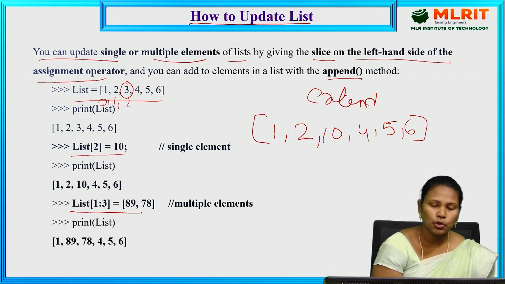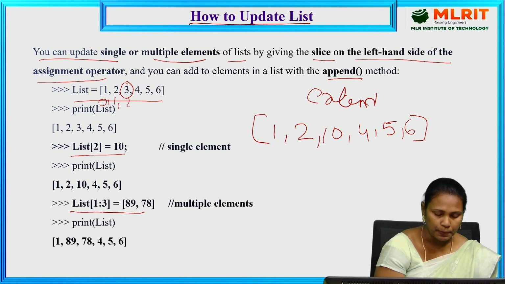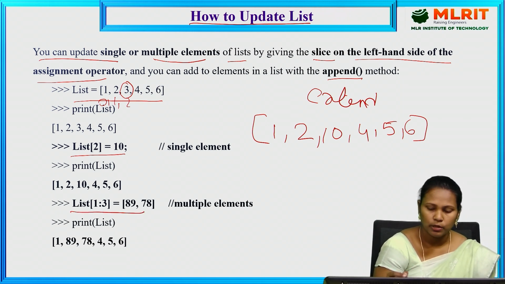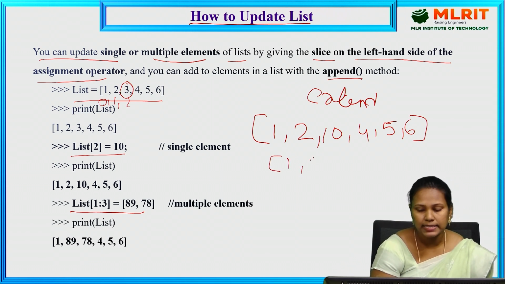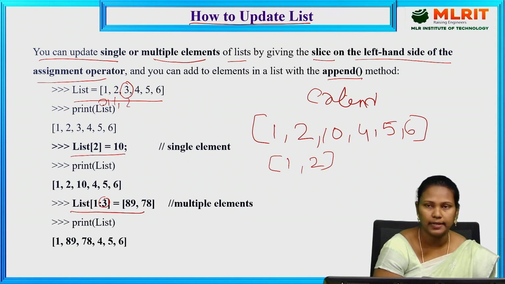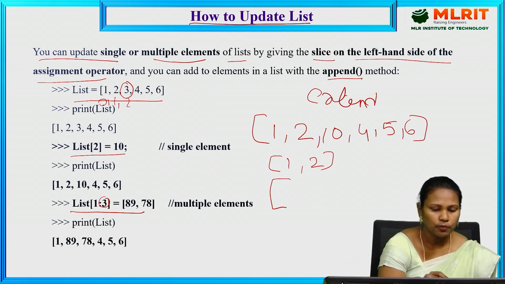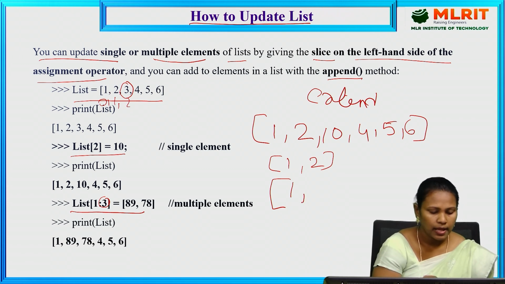Next, list[1:3] means we are updating multiple elements. So it is updating from the first index, the second index, and stops before the third index, because that is the stopping index. So now the first value, index 1, is, sorry, index 2. So we are replacing it with 89.